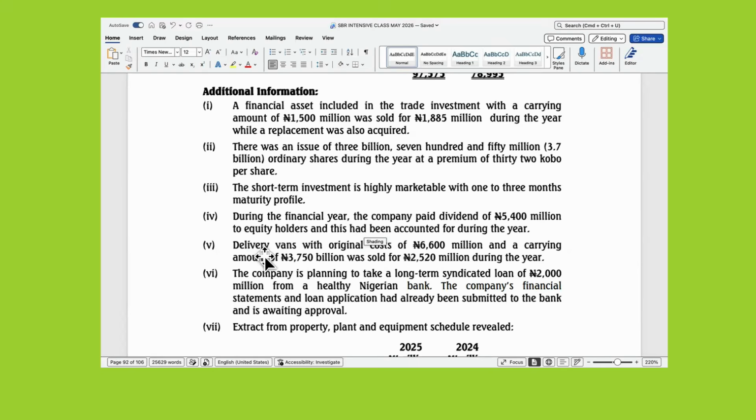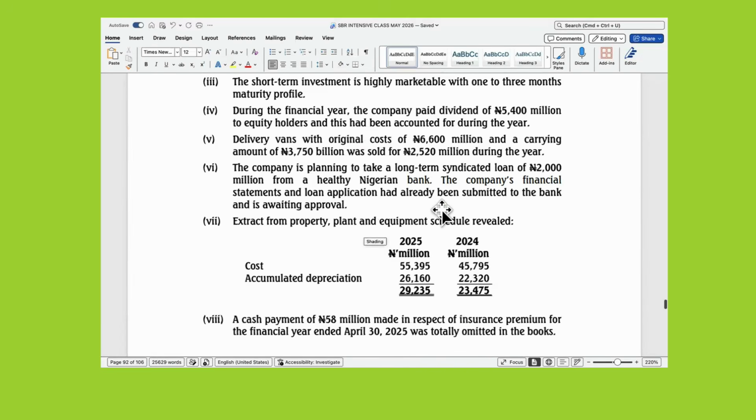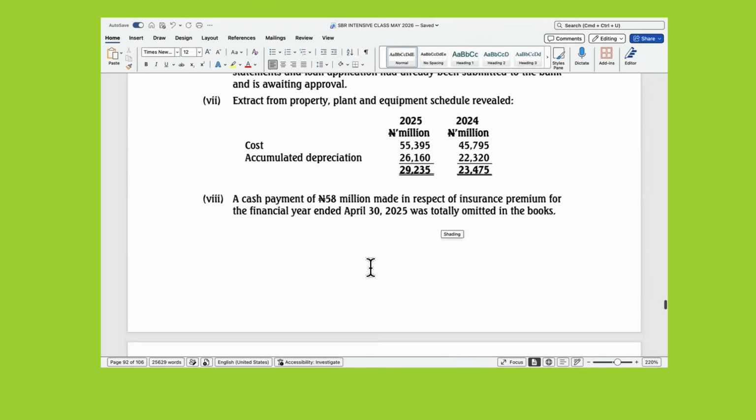Note 5 talks about a delivery van that cost 6.6 million with a carrying amount of 3.7 that was sold for 2.5. This is talking about movement in PPE. Note 6 is talking about them planning to take a loan. This is irrelevant in the scheme of what we are talking about, because they are still planning to take a loan. It has no substance yet. Note 7 is that movement.